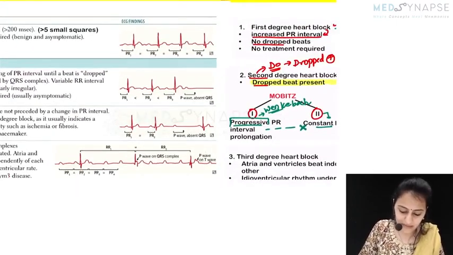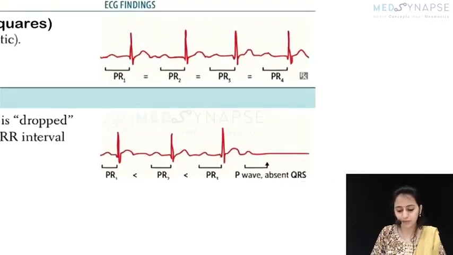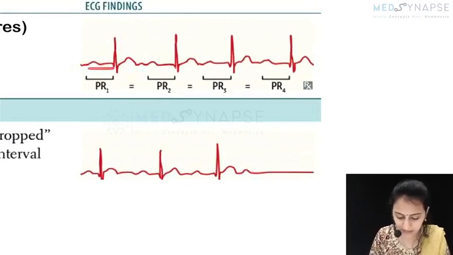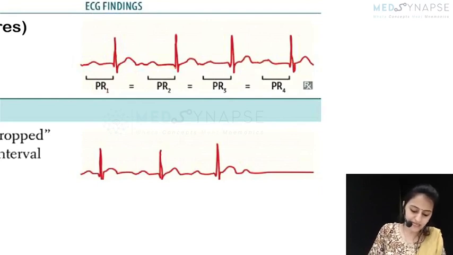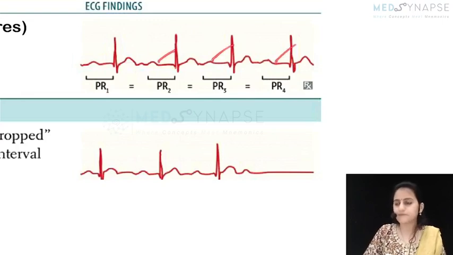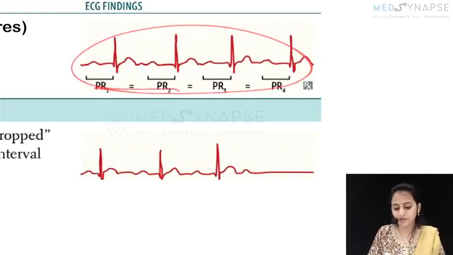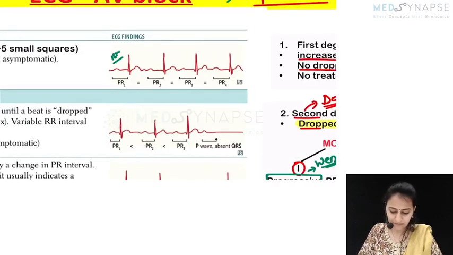Right, so if you look at the ECG here, this is showing the PR. We said that more than 1 large square, 5 small squares, it's a prolonged PR. Definitely this is more than 1. PR is constant here. And are you seeing any drop in the beat? Every P is followed by a QRS. Is there a drop? No. So that's why this becomes your first degree heart block. Okay, this is first degree.